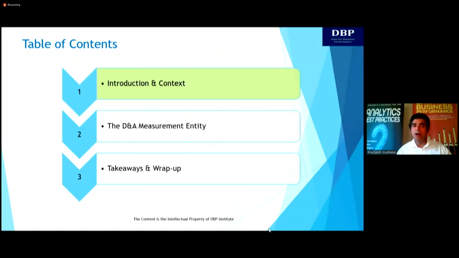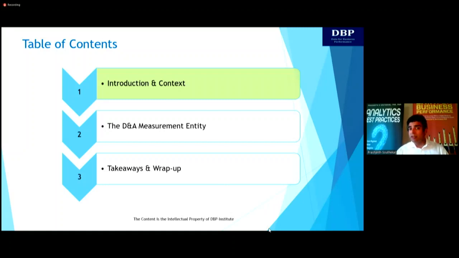So let's go right into the topic. What I have done here is basically split this whole presentation into 3 main areas. The first one is mainly about introduction and context so that we are all on the same page. Next, we'll get into the heart of this discussion, which is that measurement entity, which can help improve our data and analytics performance. And lastly, the key takeaways and the wrap up of this presentation as well.